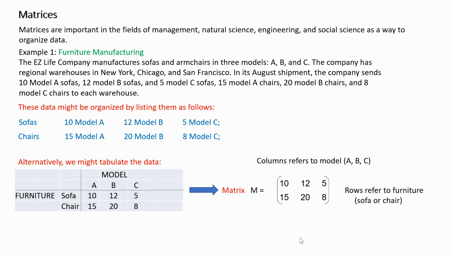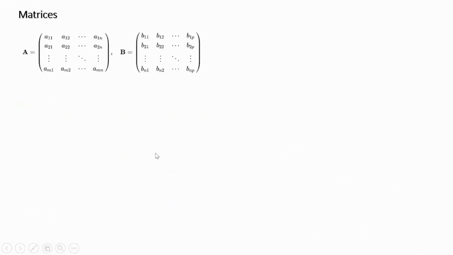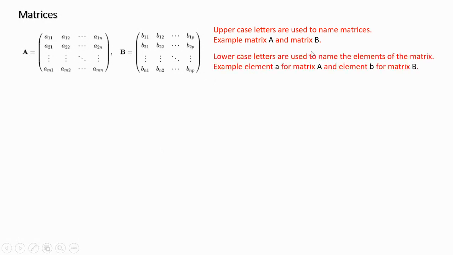But I'll cover more examples later on during this PowerPoint, but in the meantime, let's see how we can organize matrices. Okay, a matrix. This is called matrix A. Matrices are denoted by capital letters, or uppercase letters are used to name matrices. Example, this is matrix A and matrix B. And if you notice, the lowercase letters are used to name the elements. All these are elements, right?